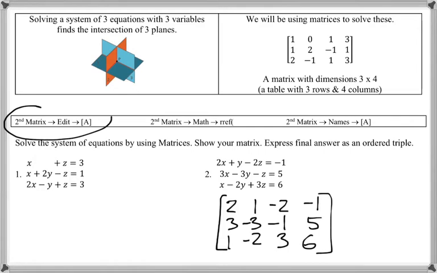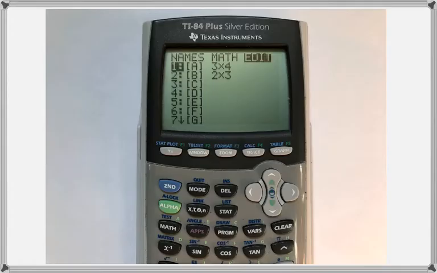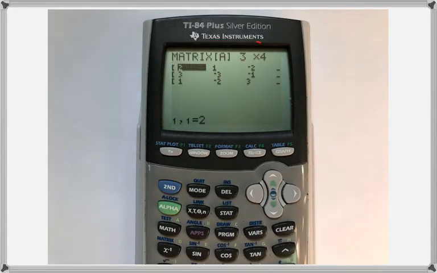My first step is second matrix, edit, and A. So this is going to be, again, second matrix, and you want to go all the way over to edit and then select A and press enter. You should already have a 3x4 matrix here from the previous problem. So make sure that you just enter in your data points correctly.